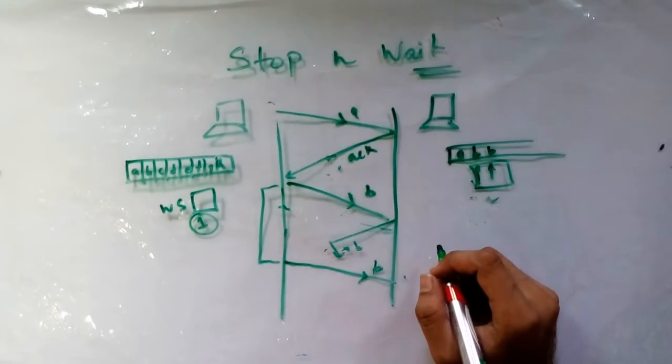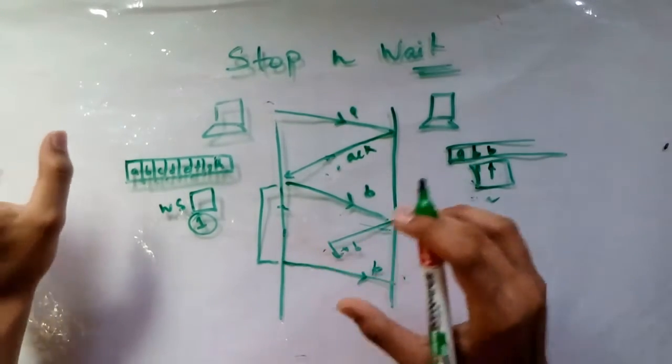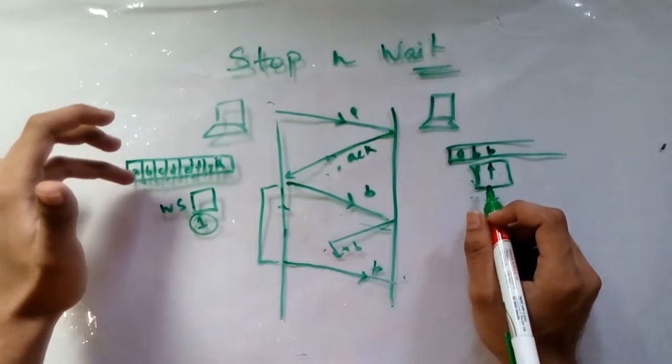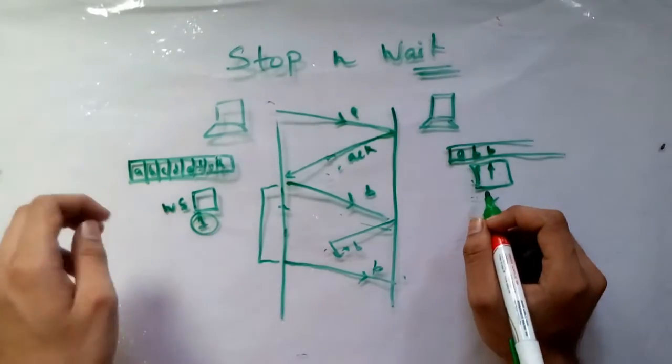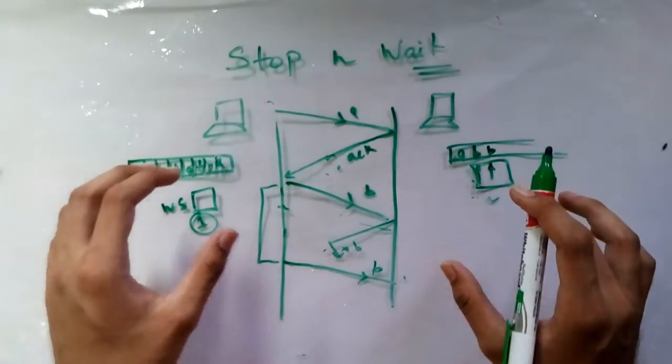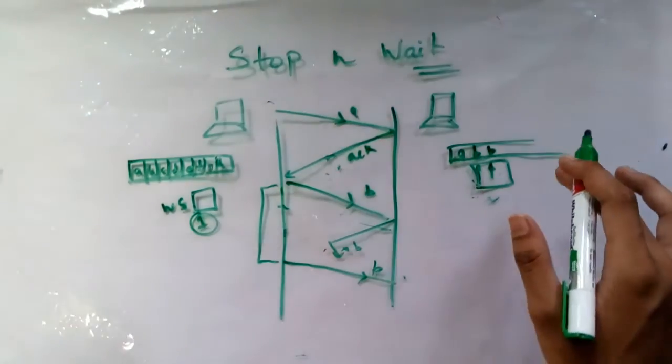So this kind of situation is avoided using a sequence number. A sequence number is a continuous flow of numbers assigned to each packet, such that the situation is avoided. Let me explain it properly to you.